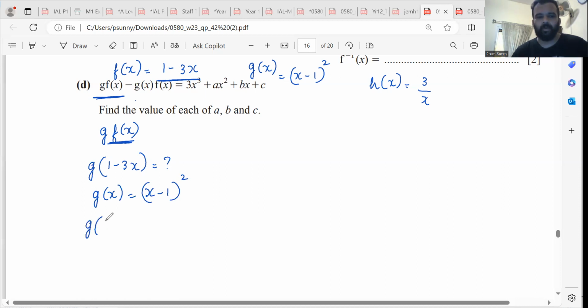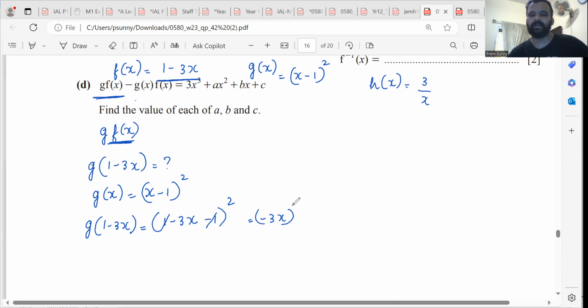So g of 1 minus 3x: wherever we have x on the right hand side, replace it with 1 minus 3x. So instead of this x, I replace it with 1 minus 3x, and then I have minus 1 the whole square. 1 and minus 1 get cancelled, leaving minus 3x the whole square, that is minus 3x into minus 3x, which gives 9x square. So I got the first part.